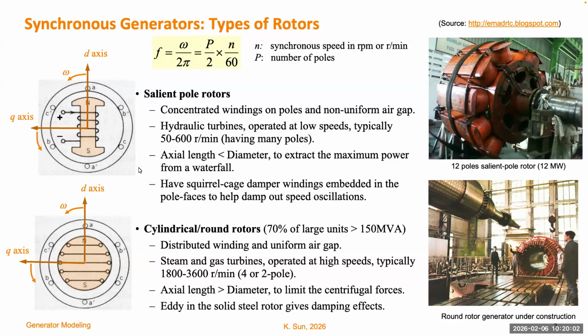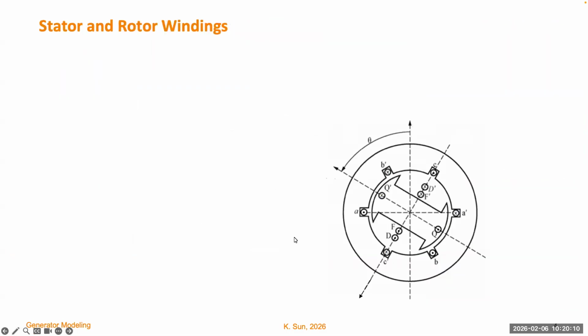So let's go to the detailed modeling for the generator. We use the cylindrical rotor as one example to talk about the modeling, and later we can add some additional consideration on the round rotor. In the figure, the cross-sectional area of the generator, the ring outside is the stator, and the windings are embedded into the stator. For instance, you can find phase A, B, and C.